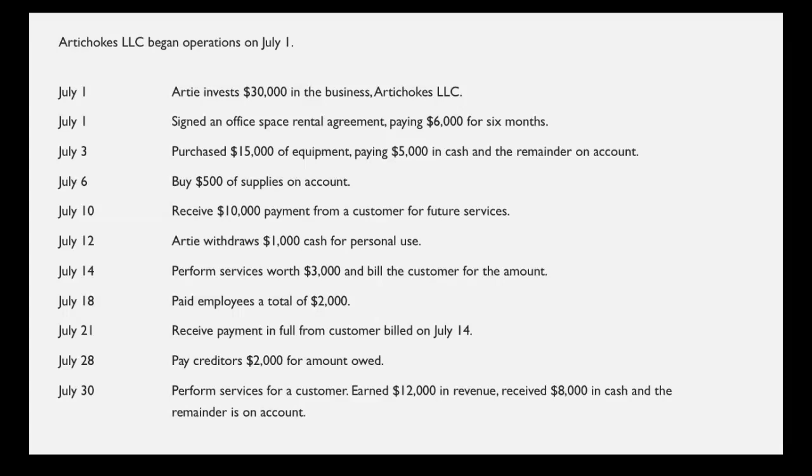Right, so chapters 1 and 2 are all about figuring out how to journalize, what the normal balances of accounts are, and the steps that we need to take in order to make these financial statements. So we will start here with our list of transactions. Right, so we have a long list of transactions here for Artichokes LLC.